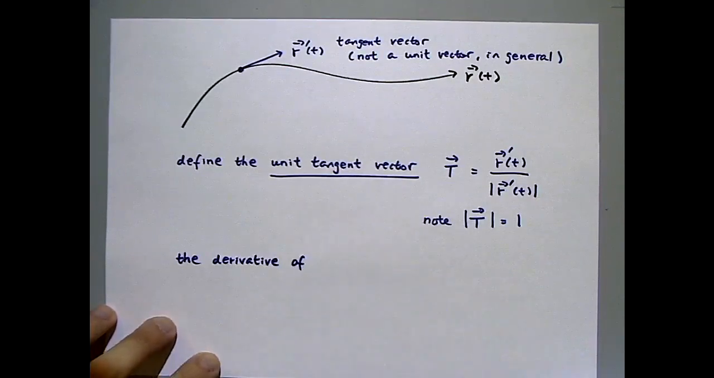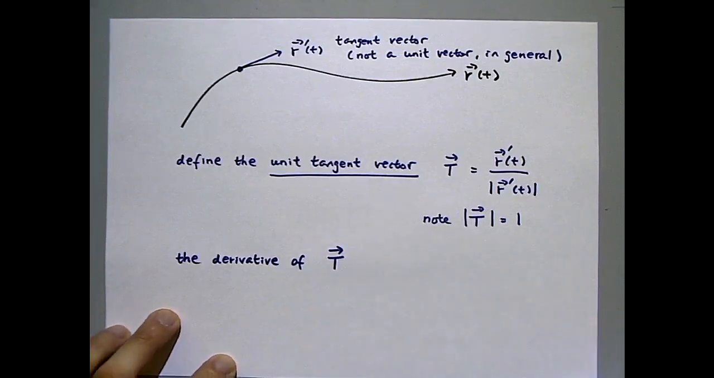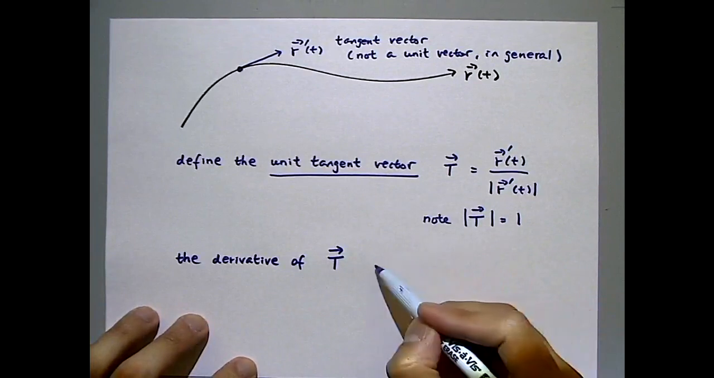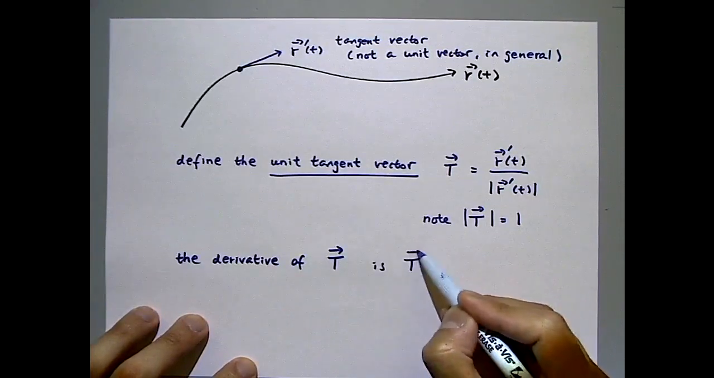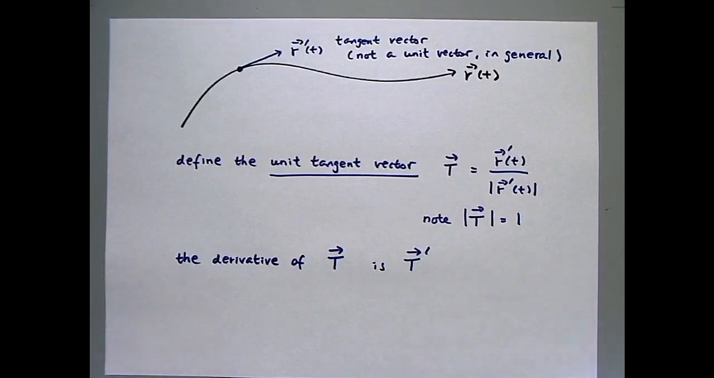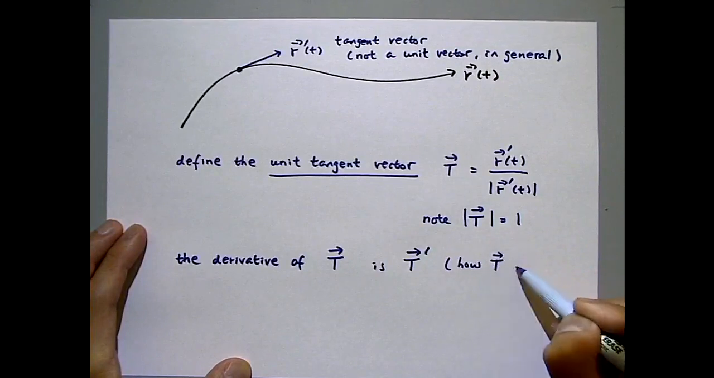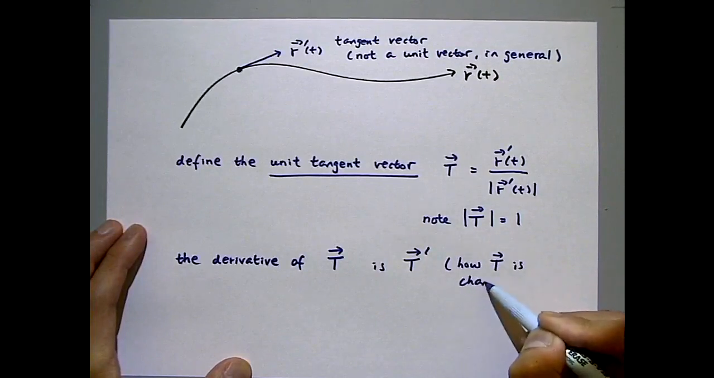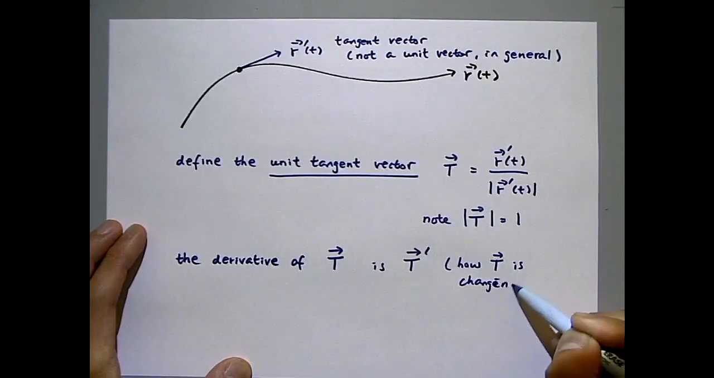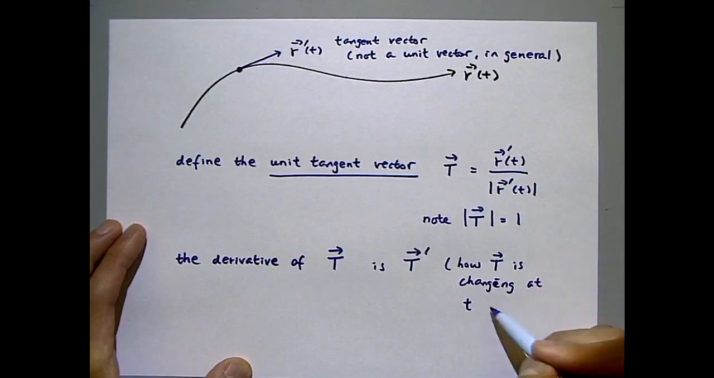The derivative of T is T prime. Okay? So T prime, this is the rate of change of the unit vector. In other words, it tells you how T is changing as little t time changes.